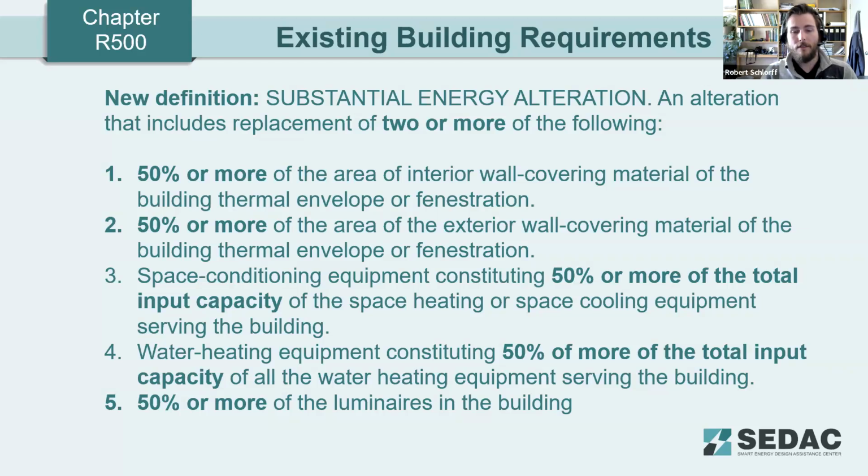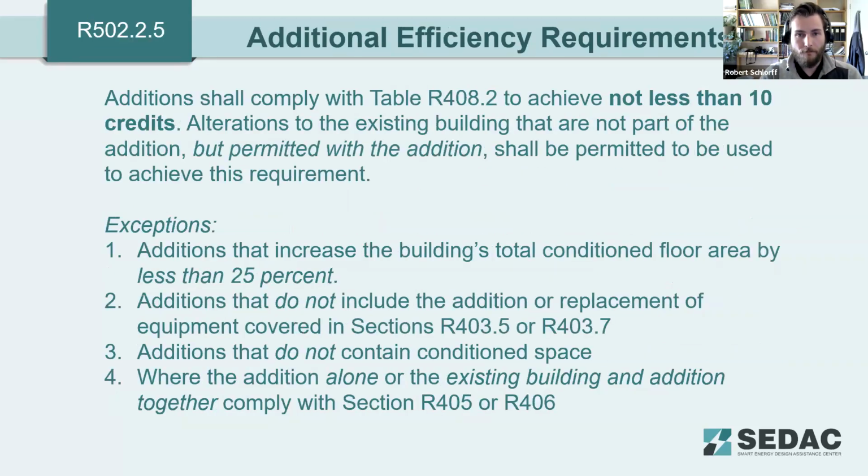Water heating equipment constituting 50% or more of the total input capacity, or 50% or more of the luminaires in the building. So you can see all of these are 50% or more, but if you hit 50% or more in two of these categories, that project is now considered a substantial energy alteration, and stretch code requirements for existing buildings would be triggered.